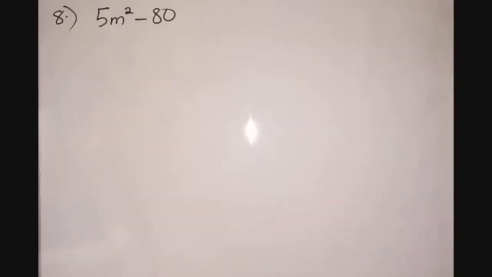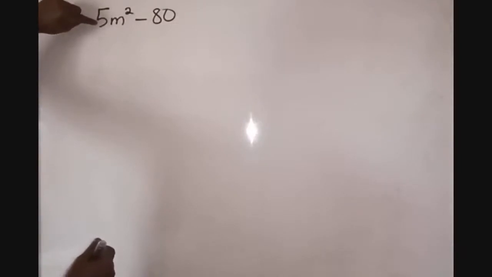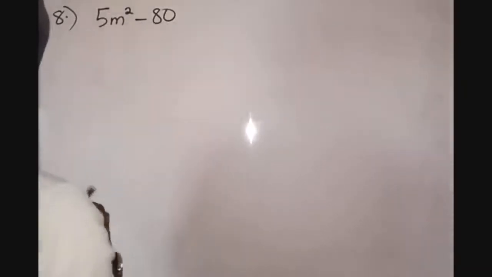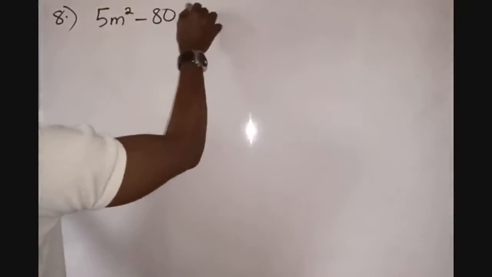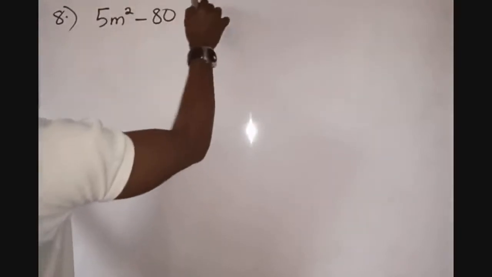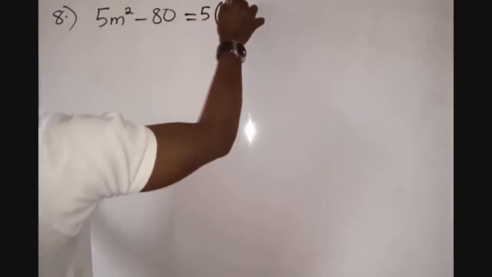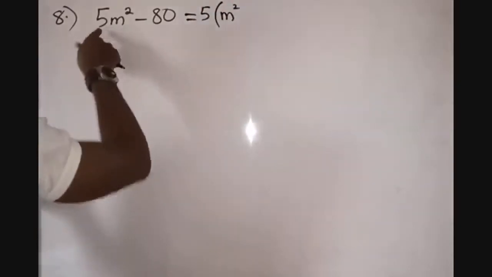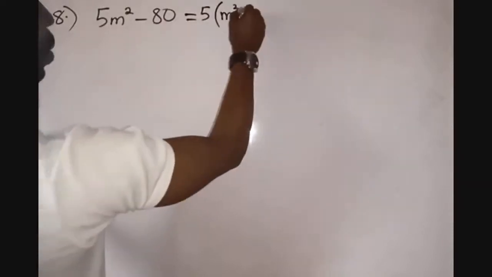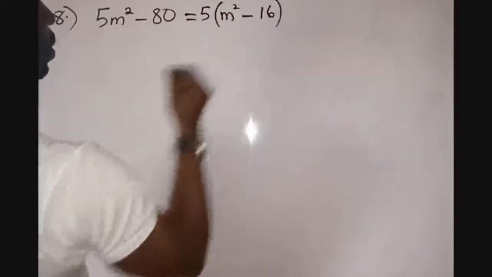Let's look at this question too. It also has 2 terms, right? But see, I can't square a number to get this. I can't think of a number I can square to get this. But I know one thing, that 5 can go in 80. So let's use that. So 5 is common. Bring it out. I'll be left with m squared. If you use this to divide this, you see I'm going to have 16 left.